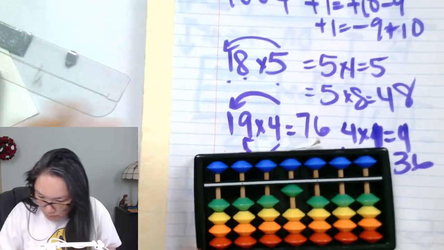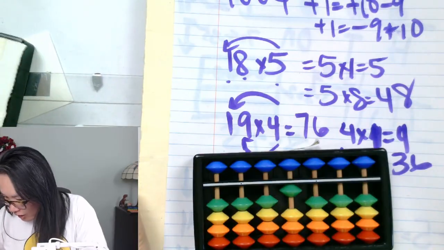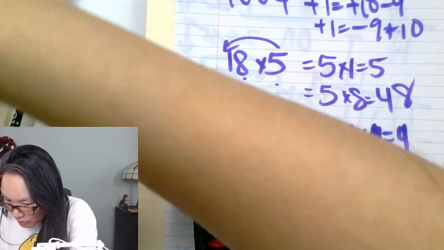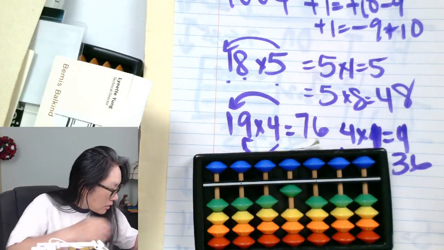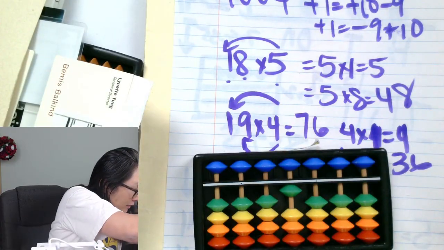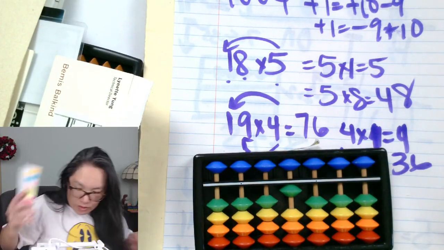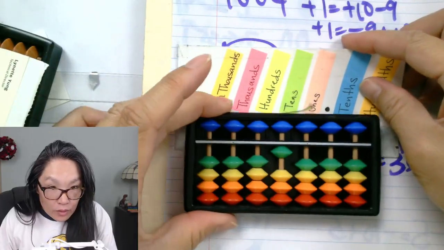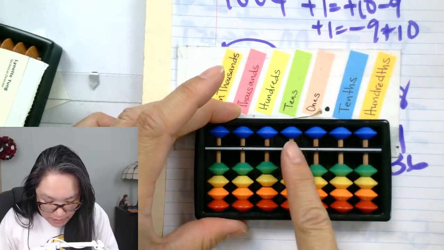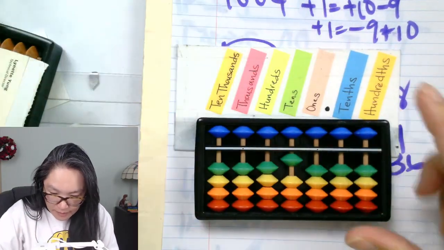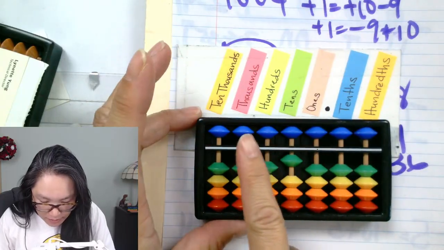I don't know where I put it. Oh, nuts. I lost it again. Ah, here it is. Found it. So when we look, we have our ones, our tens, our hundreds, our thousands, our 10,000.